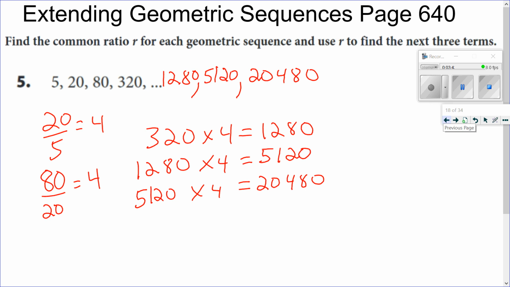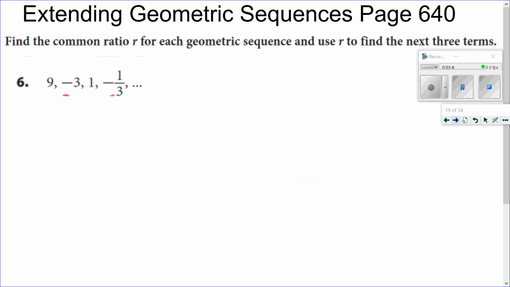Okay, let's look at another example. Okay, so again, we want to find the common ratio R for each geometric sequence and use R to find the next three terms. So in order to do that, what you want to do is the exact same thing. You want to take the second term and divide it by the one before it. So I'm going to take the -3 and divide it by 9.